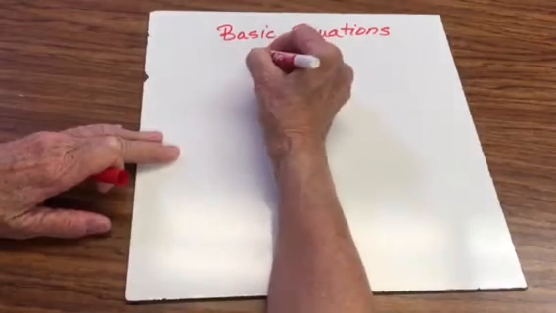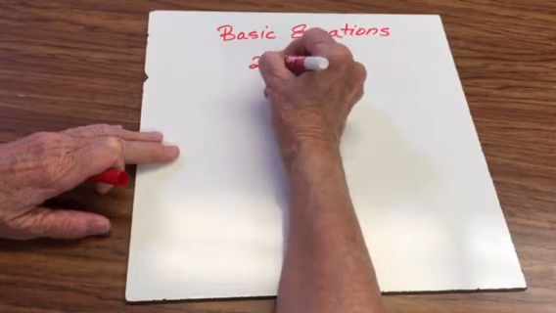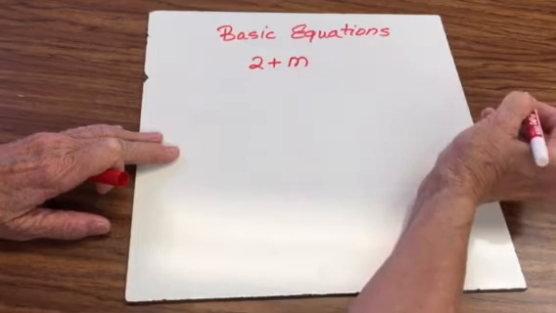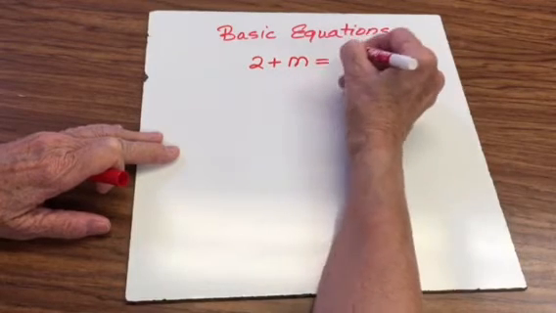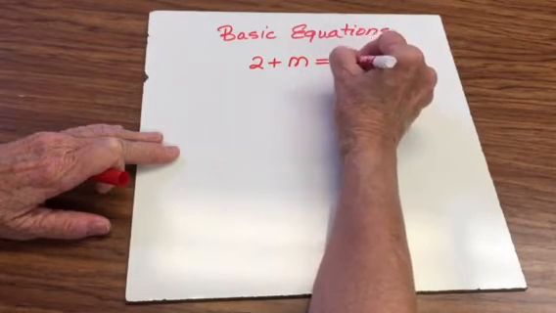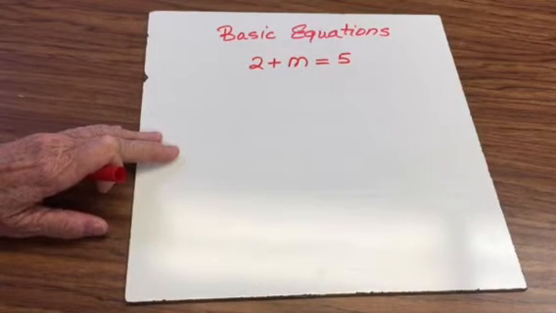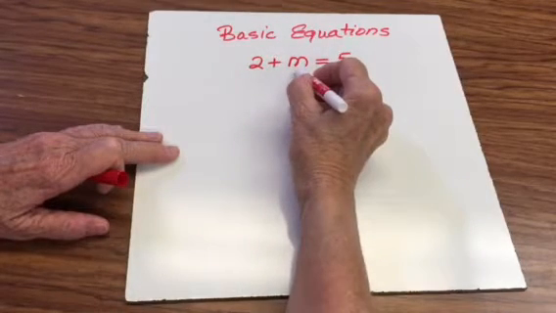So here's an example. If I have 2 plus some number that I'll call m, and I know that it's going to equal 5. Well, without doing algebra, you can know that that answer's 3. But let's pretend we don't know. All right, I want to know what that m is.